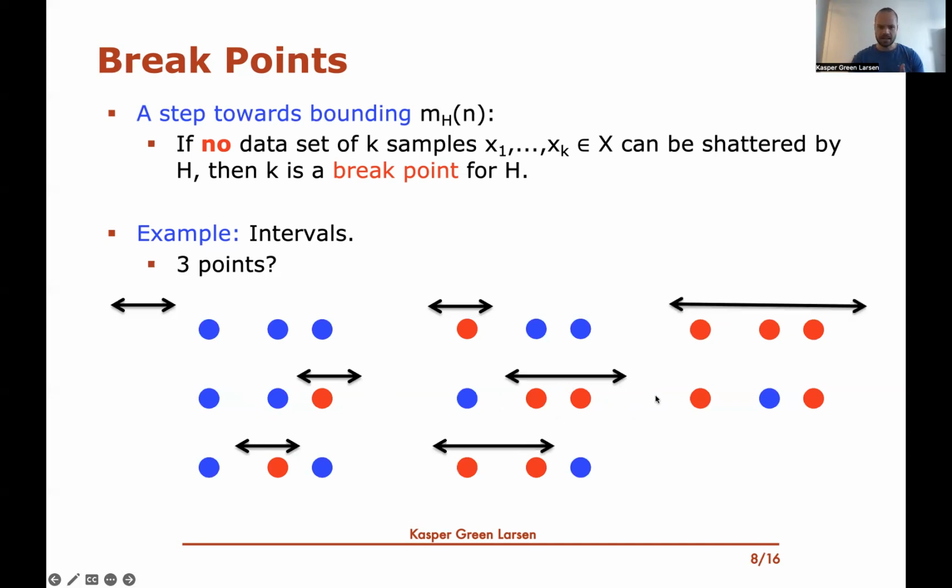And then we have this last dichotomy down here, where the 2 outer points are colored red and the inner point is colored blue. And what we see here is that it is not possible to create this dichotomy using an interval. And this is true for all sets of 3 points. Regardless of which 3 points you give me, if I order them on the line, then it's not possible to create the dichotomy that colors the 2 outermost points red and the innermost point blue. And this holds for all sets of 3 examples. So 3 is a breakpoint for intervals.